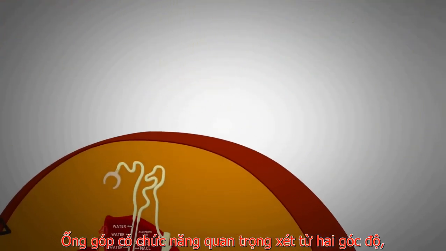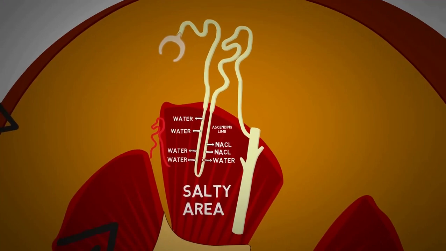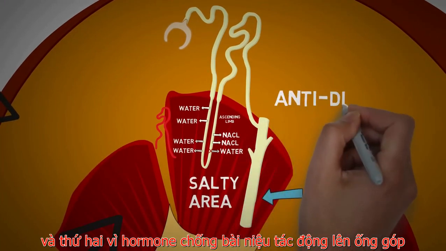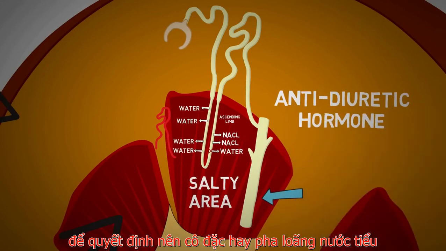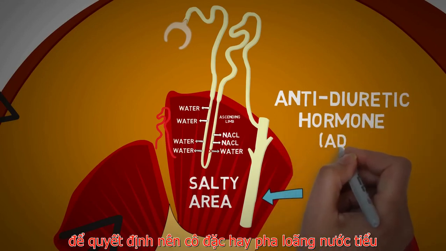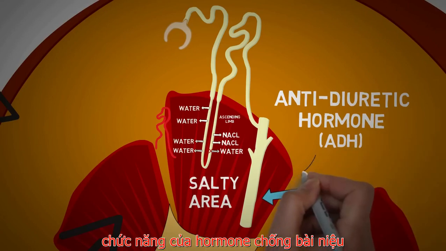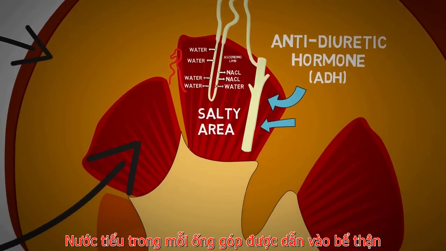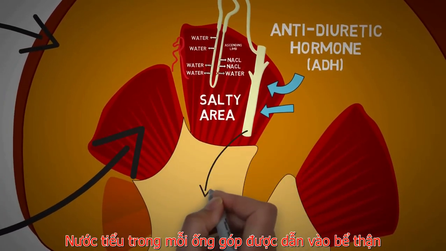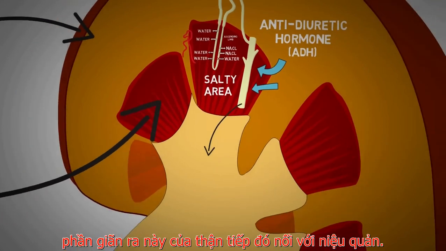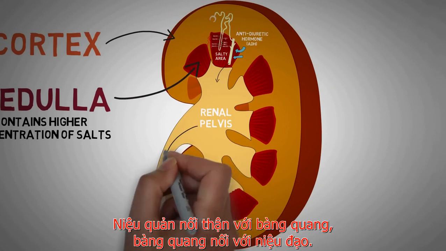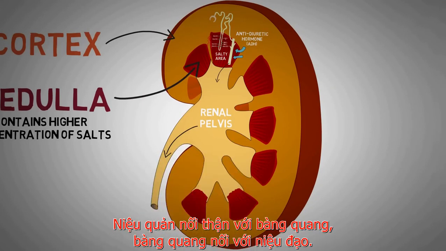The collecting duct is important functionally from two aspects. First, it dips back into the medulla, and second, antidiuretic hormone acts on our collecting ducts to decide whether our urine should be concentrated or dilute. The function of antidiuretic hormone is a whole different topic that we will discuss in some future video. The urine in each collecting duct is drained into the renal pelvis, which is this dilated portion of the kidney that is in turn connected to the ureters. The ureters connect the kidney to the urinary bladder that is connected to the urethra.